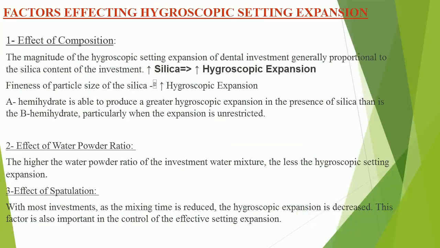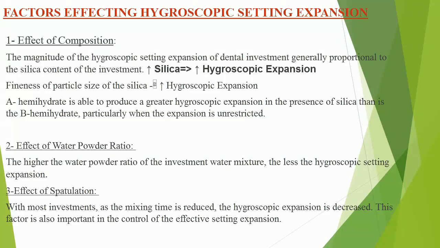Moving ahead, what are the factors that can affect the hygroscopic setting expansion? Firstly, the effect of the composition. The magnitude of the hygroscopic expansion of dental investments is proportional to the silica content. As you saw, the silica content is very important and contributes majorly to the expansion. So the more the silica, the more the hygroscopic expansion. Then the fineness of the particle size of the silica: the finer it is, the more the hygroscopic expansion. So alpha hemihydrate, because it is finer and smoother, is able to produce greater hygroscopic expansion compared to beta hemihydrate.